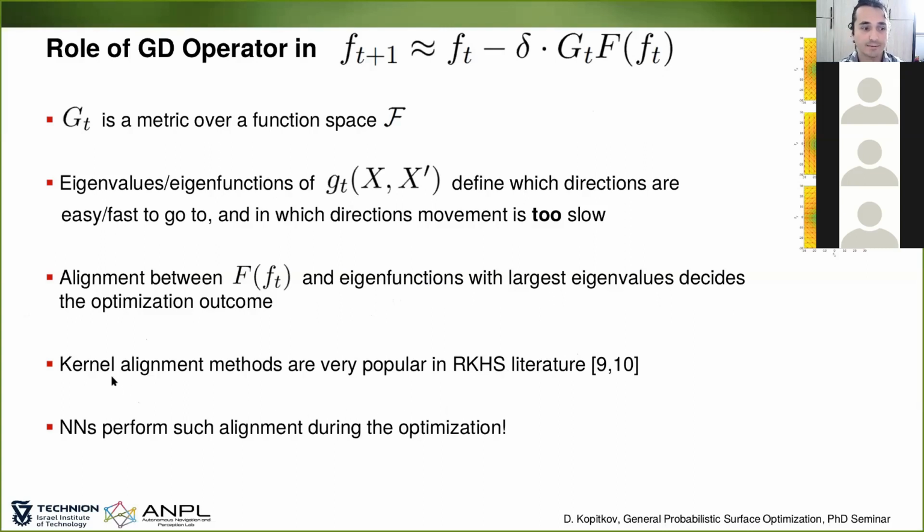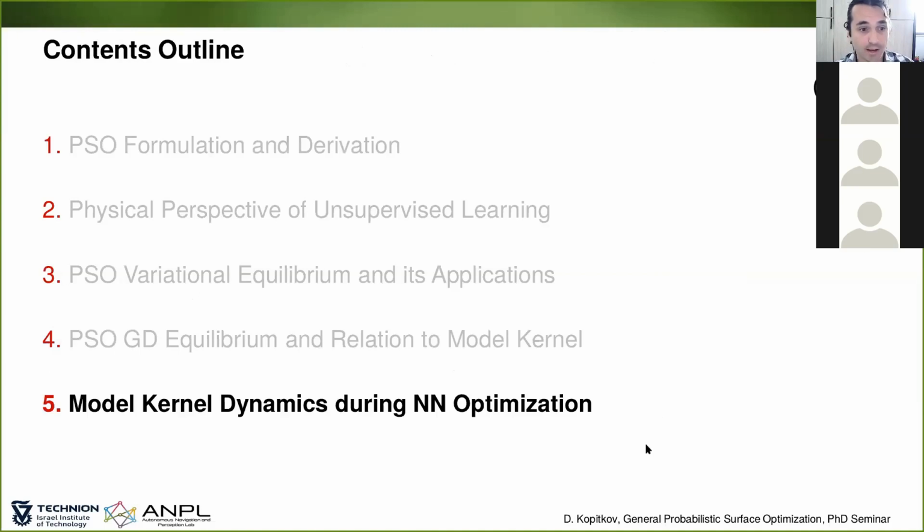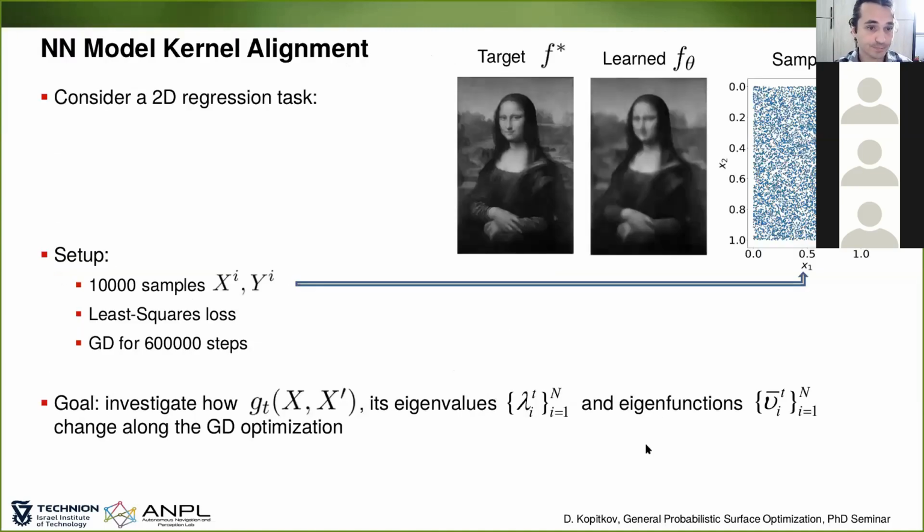And the main part here is that in kernel methods, RKHS literature, you can find many different works suggesting how to produce a kernel that aligns well with the target function. So how can you produce a kernel, maybe as a linear combination of existing kernels, such that the new kernel would align better with, for example, labels in some regression task? There are many works on this topic, and surprisingly, in neural networks, it happens already implicitly during the optimization. So this would be the final part of my talk.